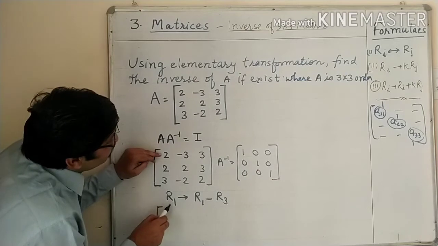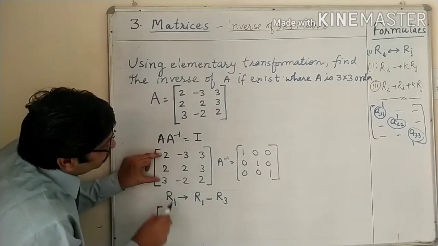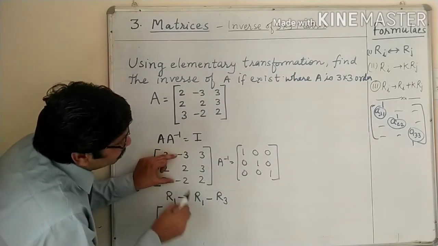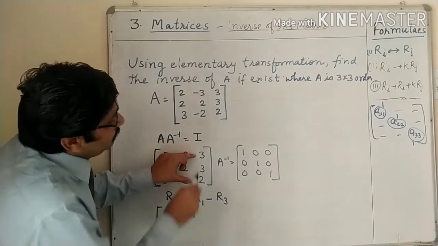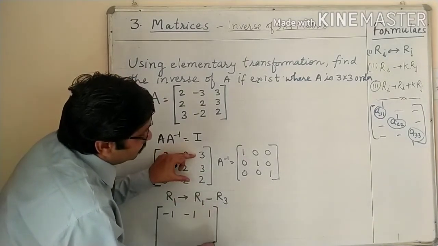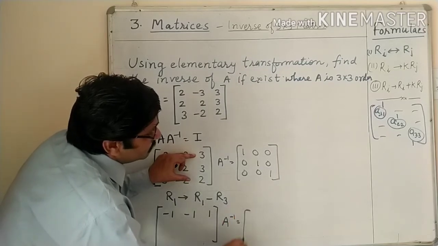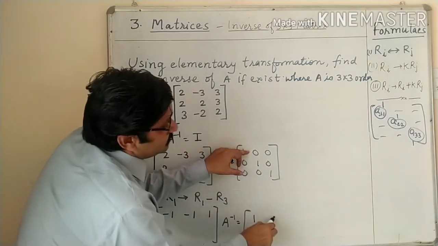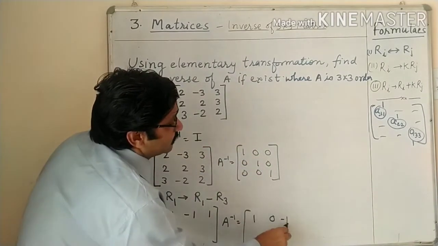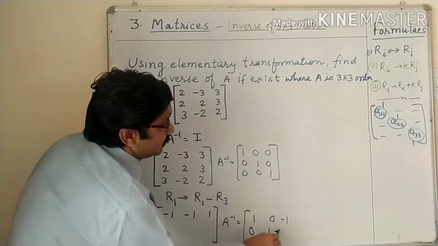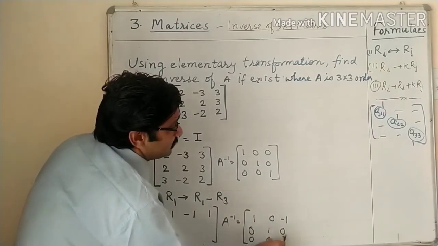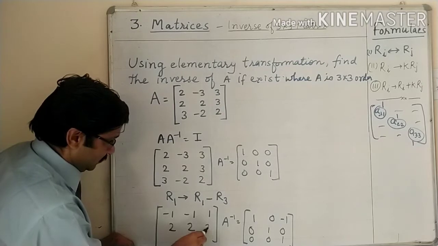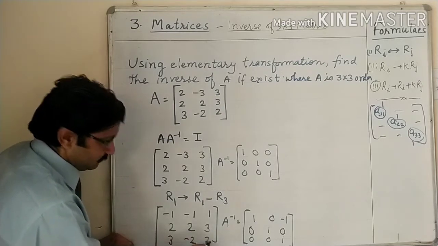Here R1 is 2, and subtracting 3 from 2 gives minus 1. Similarly, minus 3 minus 2 means minus 3 plus 2, which gives minus 1. 3 minus 2 is 1. According to this, we change the identity matrix too: 1 minus 0 is 1, 0 minus 0 is 0, and 0 minus 1 is minus 1. So the new first row is minus 1, 0, 0 becomes 1, 0, minus 1. The remaining rows are written as they are: 2, 2, 3 and 3, minus 2, 2, unchanged.